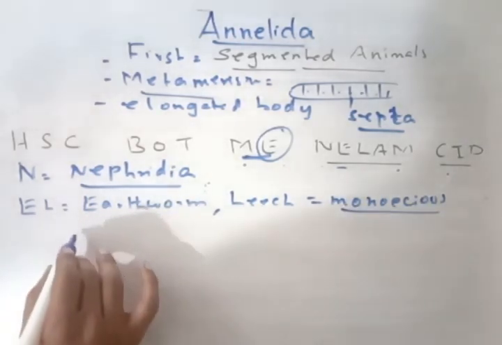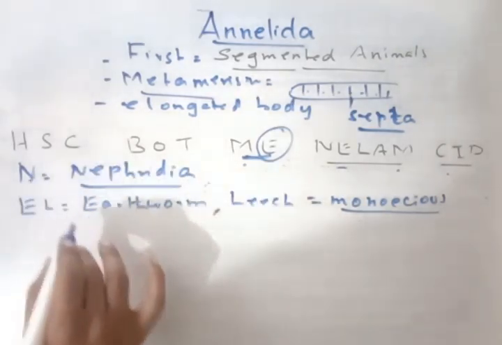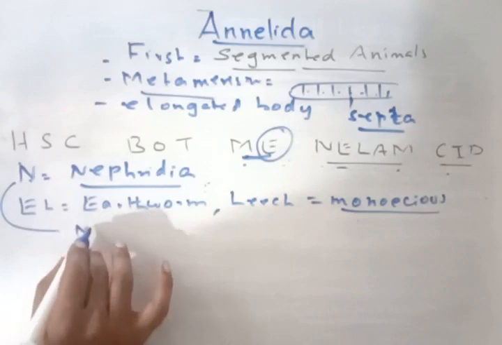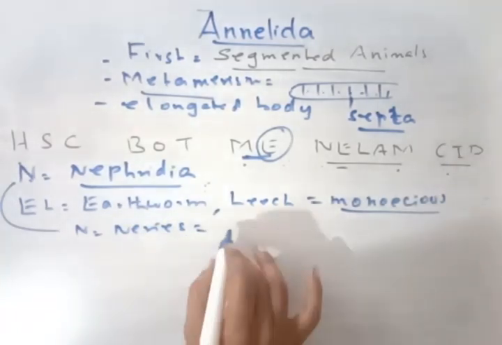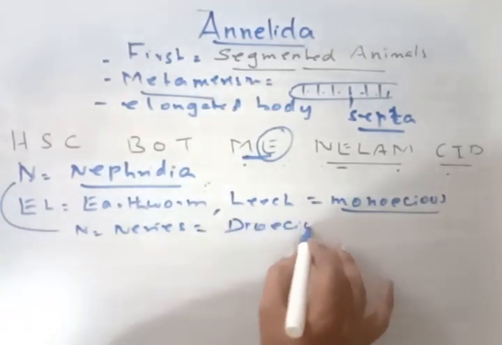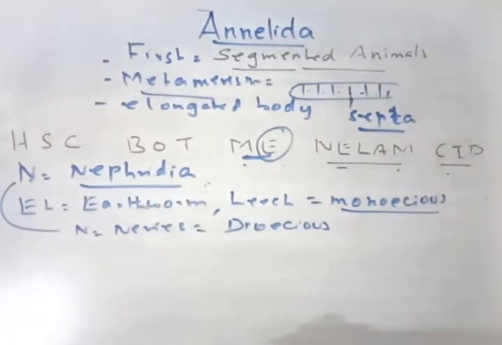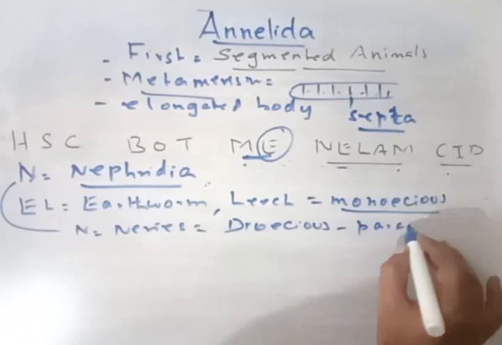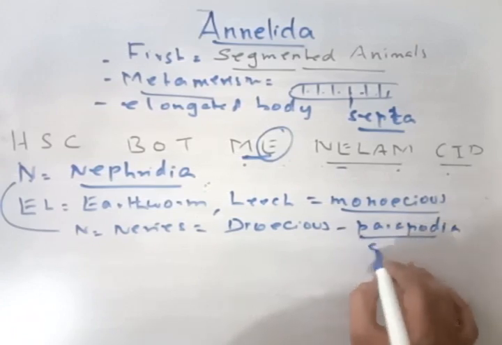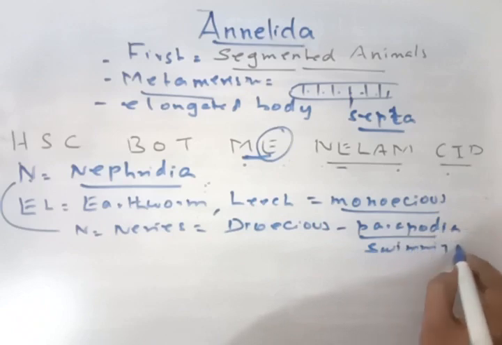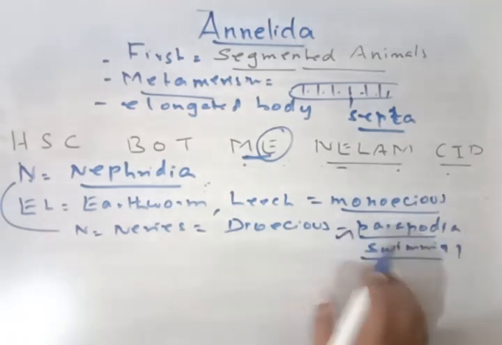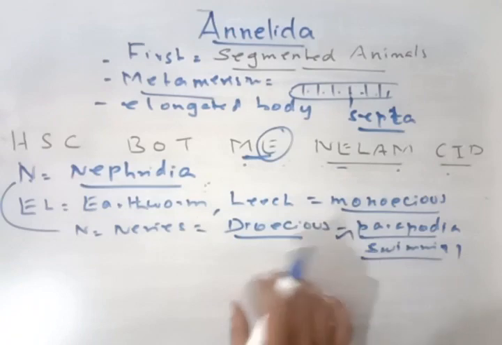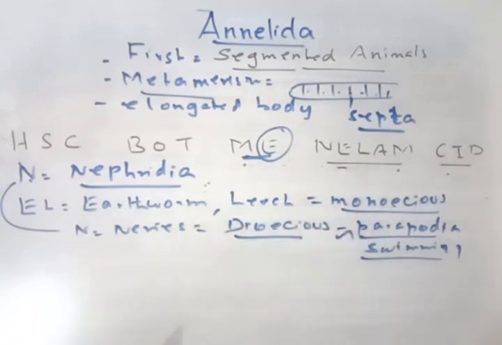But when you talk about this N, that is the reason I just told there, but I still write it here. This N stands for Nereis. This Nereis is dioecious, and it is having parapodia. Parapodia for swimming. Parapodia are feet for swimming. So it is dioecious, though in the state board book a small mistake will be there, but you just take it down here. So earthworm and leech are monoecious, Nereis is dioecious.